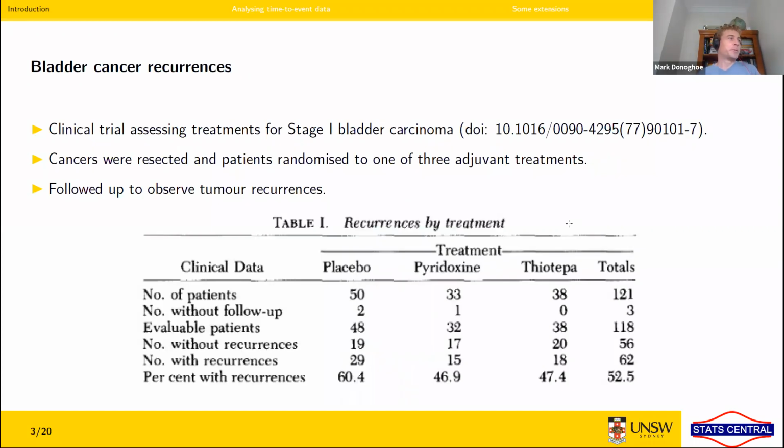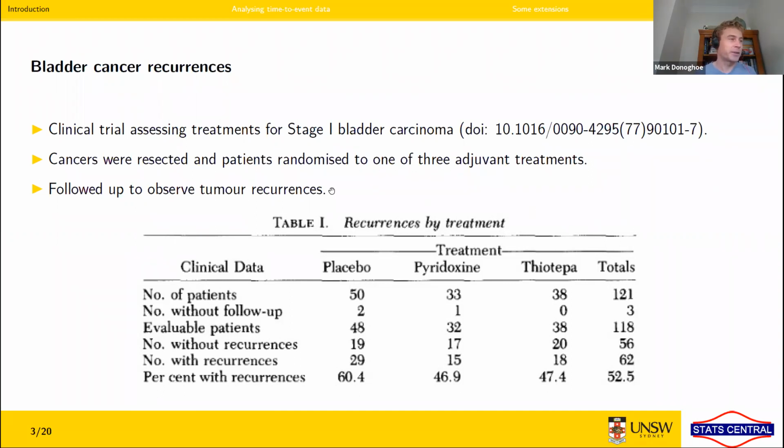So the example I'm going to use throughout is this data set on bladder cancer recurrences. This was a clinical trial assessing treatments for stage 1 bladder carcinoma. The cancers were resected, and after surgery, the patients were randomized to one of 3 adjuvant treatments. So there was a placebo and then 2 active treatments. And then they were followed up regularly to check for the tumor coming back.